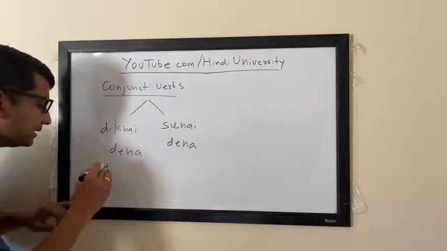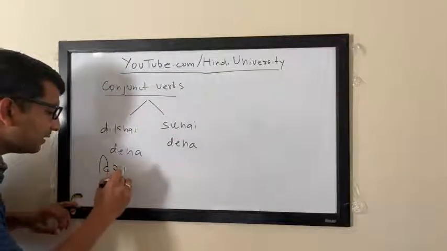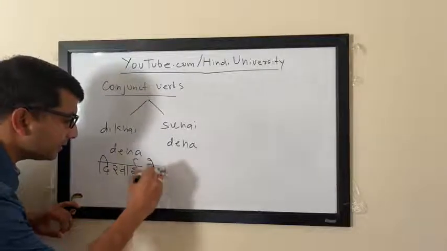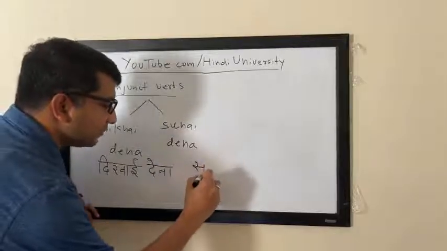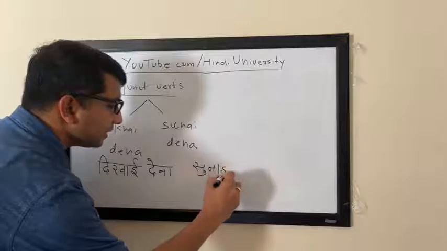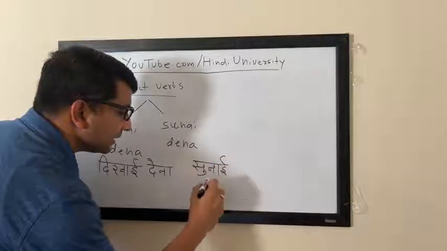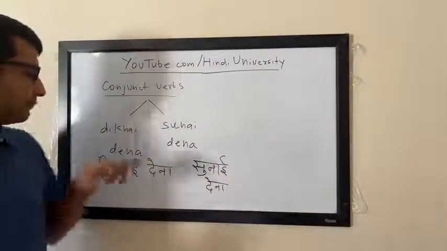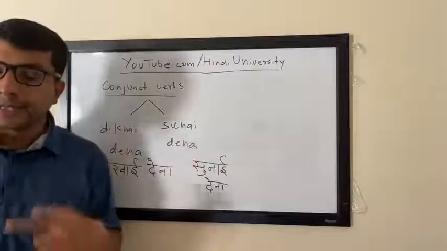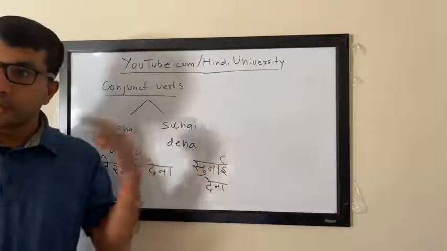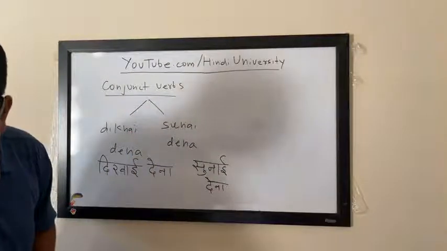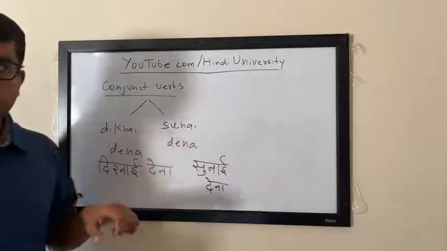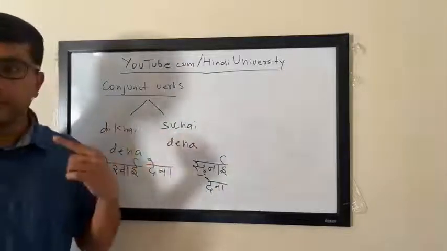The first one is written in Devanagari as da with I, kha with A, and then dikhai dena. The second one is sa with U, na with A, sunai dena. There is a difference from the regular verbs that you have, which are dekhna and sunna. Dekhna is to see, sunna is to hear. You must have heard of those, and are also familiar with those 2 verbs, dekhna and sunna.